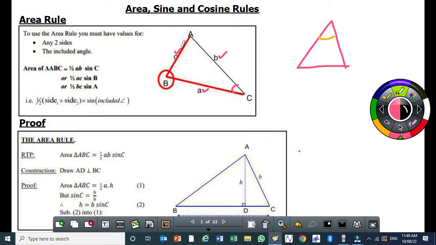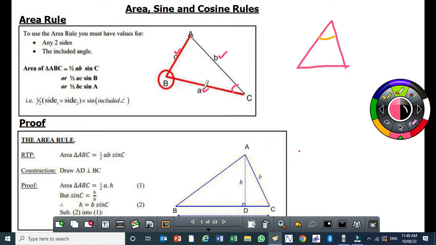Alright? Now once you are aware of that, the area of any triangle ABC, you can write as half ab sine C. So if you are given a and you are given b, it means you are supposed to be given angle C. Okay? So you'll be given AC, you'll be given BC, and the angle between them. You can also be given angle B.